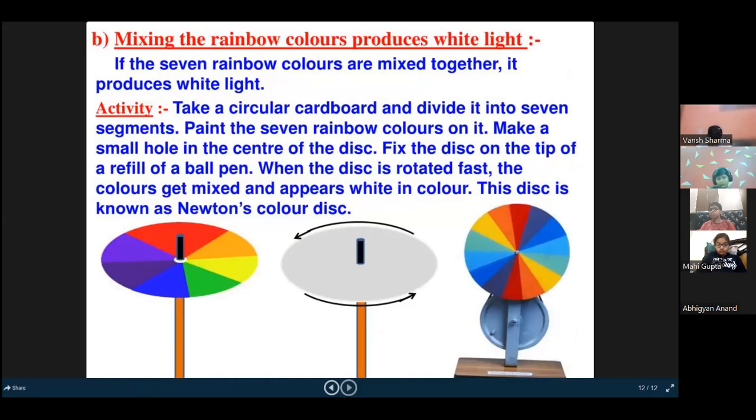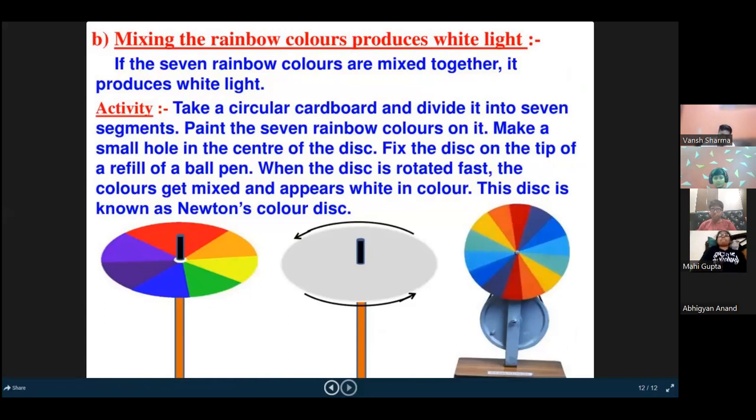No. We have taken a circular cardboard. You can also do this experiment with any circular cardboard. We have taken it, fixed it on a pencil in the center, and divided it into 7 parts. And then we have to turn it.